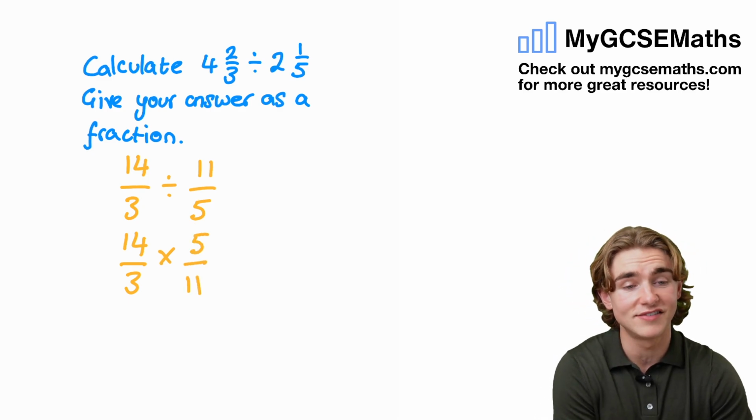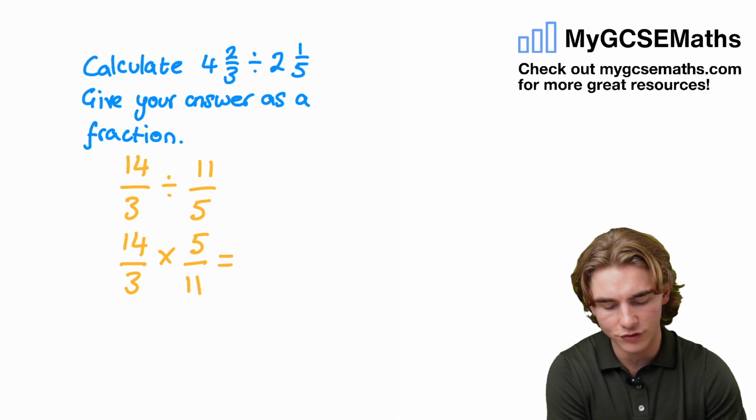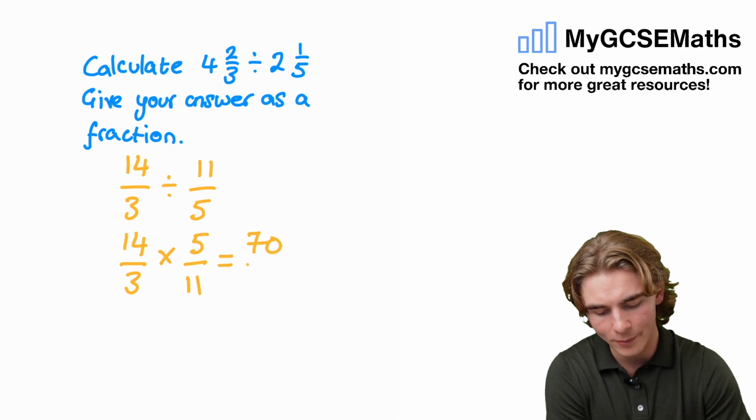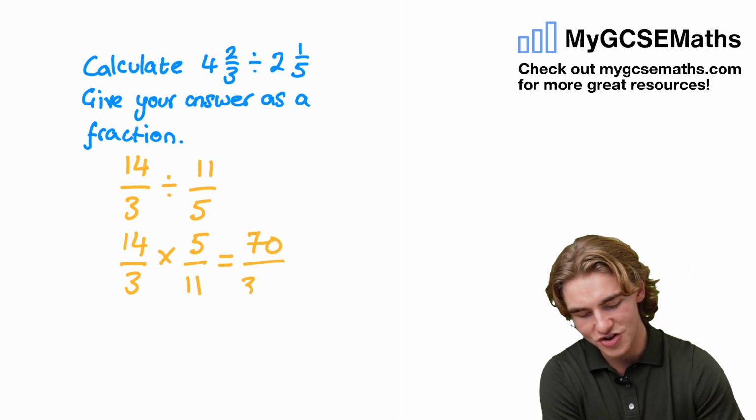Final step, guys, this is going to be to do our multiplication. So we're going to do our top times by our top. 14 times by 5 is going to be 70. And then we're going to do our bottom times by our bottom. 3 times by 11 is going to be 33.